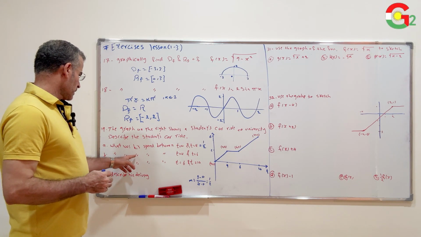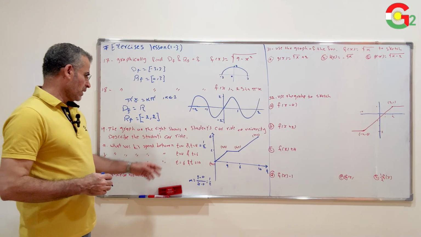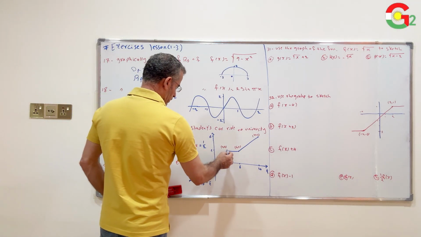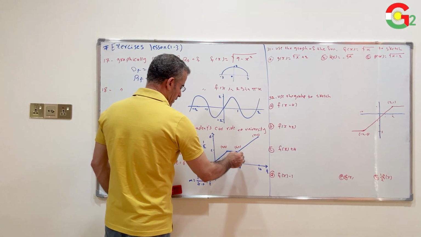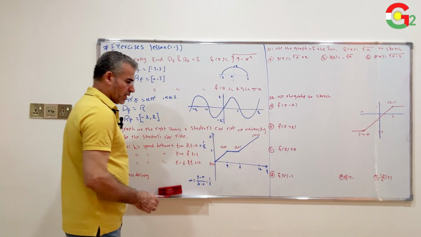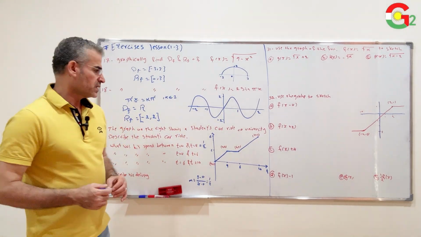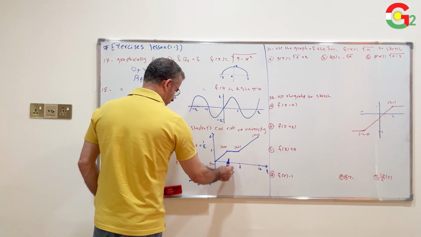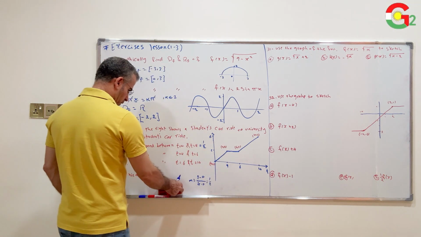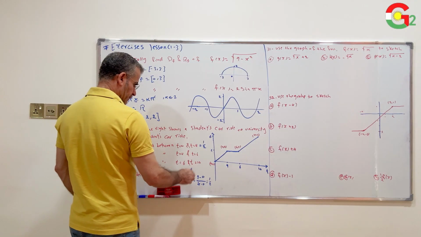What was his speed between t equals 4 and t equals 6? As you see, the line here is horizontal and its slope is 0. Then the car stopped from t equals 4 to t equals 6.